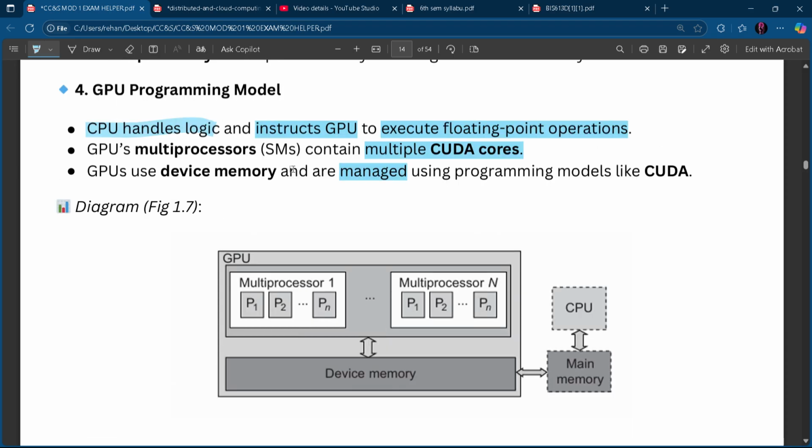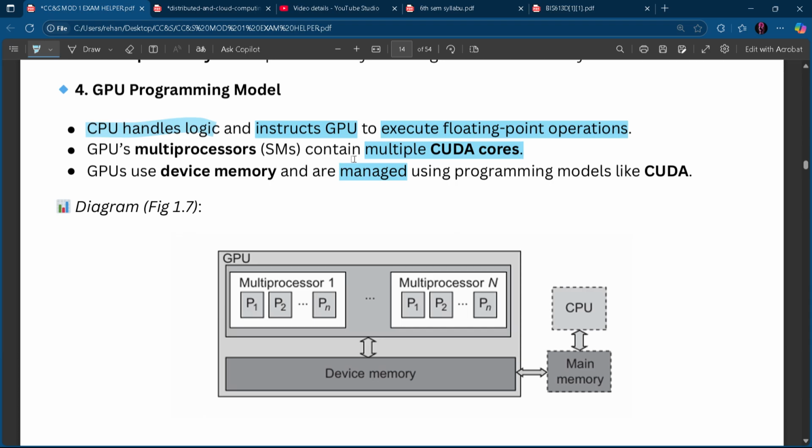The CPU handles logic and instructs the GPU to execute floating point operations. So the CPU is like the head and the GPU is like the servant. The CPU gives the task and the GPU performs it. Suppose I am the manager: I talk with the customer, understand the customer's needs, and tell the workers to do the task. The GPU executes floating point operations, is designed for SIMD style operation, and also runs in parallel.